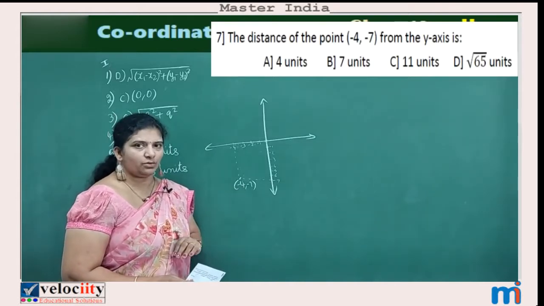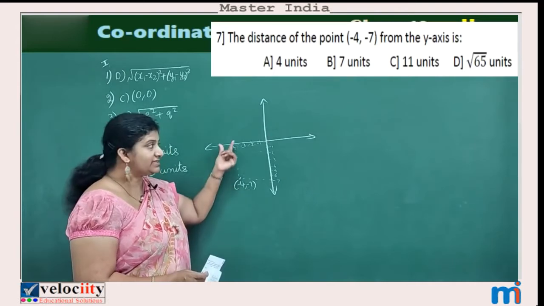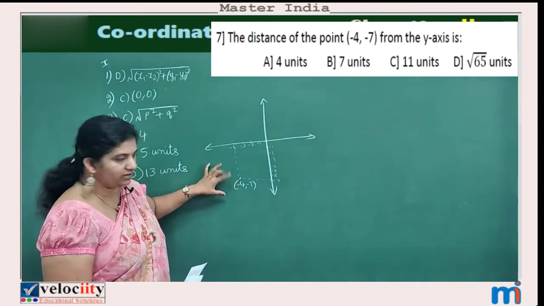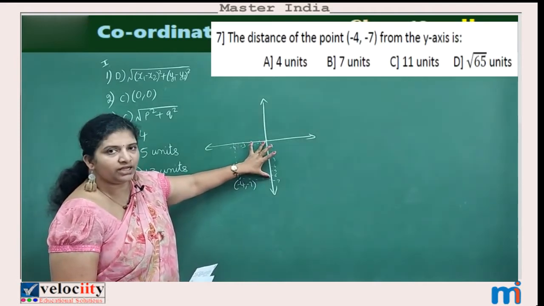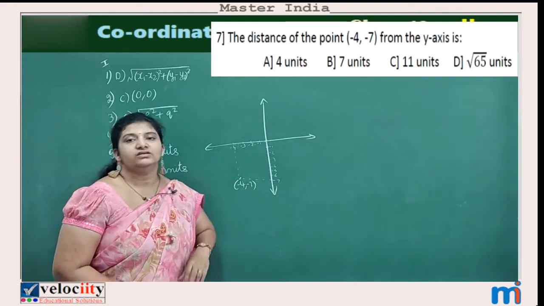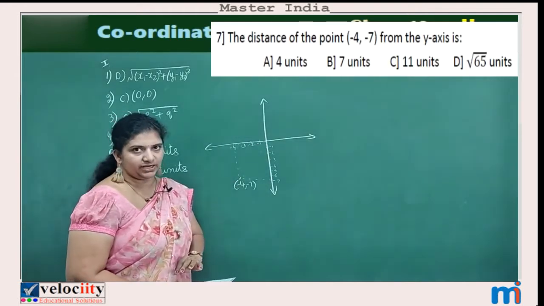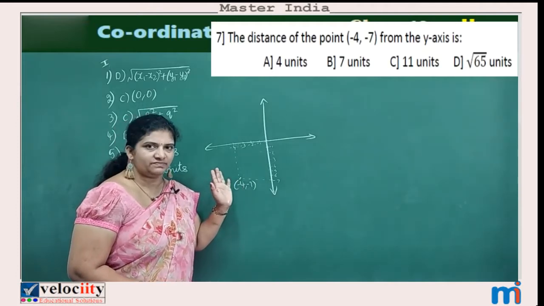Let us change the question here. Find the distance from this coordinate to the x-axis. X-axis means, see here, this distance you need. Same distance here. Okay, so how many units? 1, 2, 3, 4, 5, 6, 7. This coordinate is 7 units away from the x-axis, and 4 units away from the y-axis.